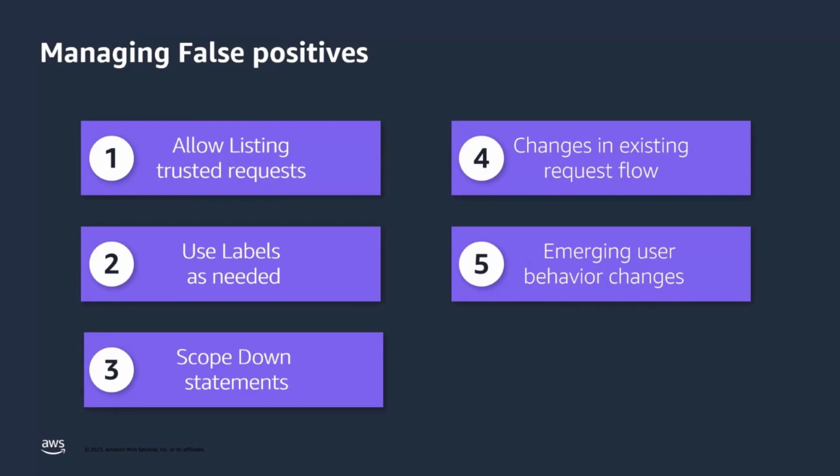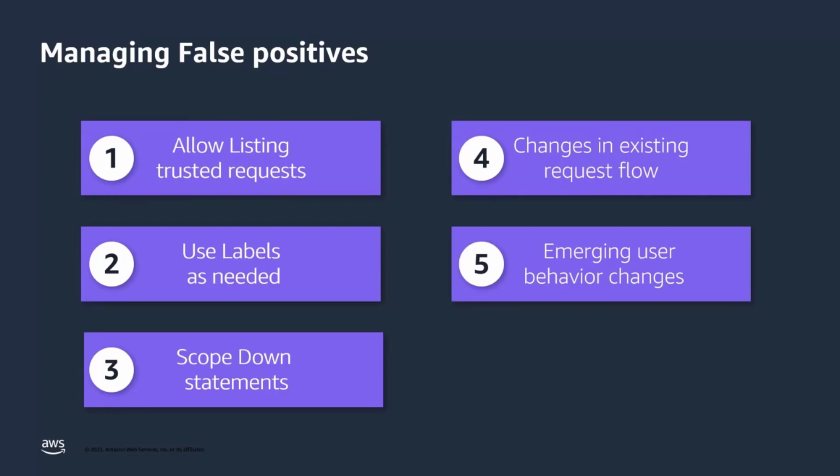Another way to do it is by generating labels. You could generate labels for all these requests by toggling the rule action to count, and later use these labels to selectively exclude some of the rules. There is more documentation and there are blogs available on this, so I would consider that for further reading.